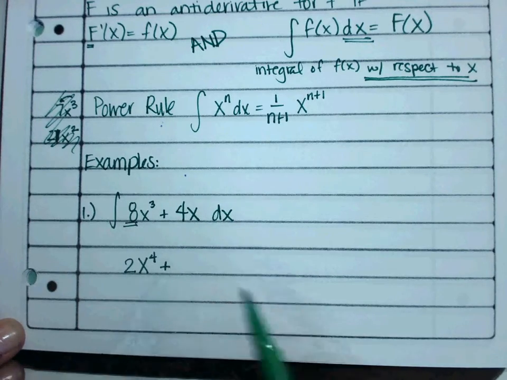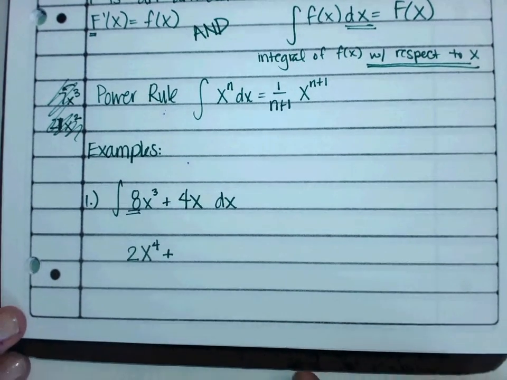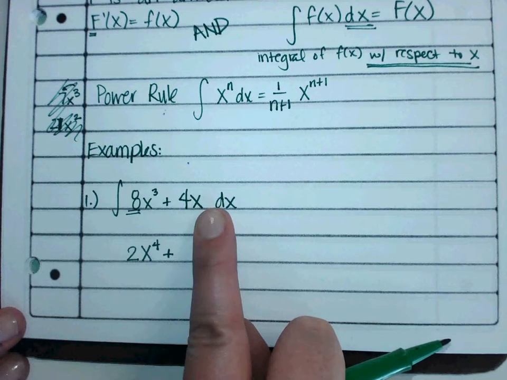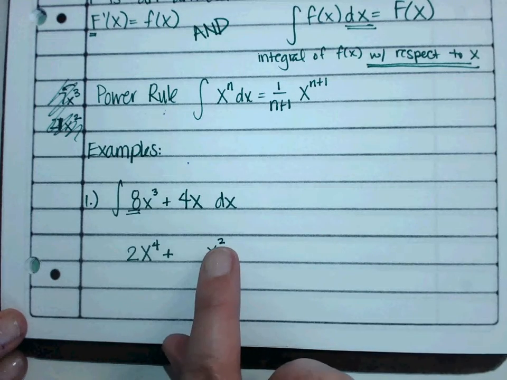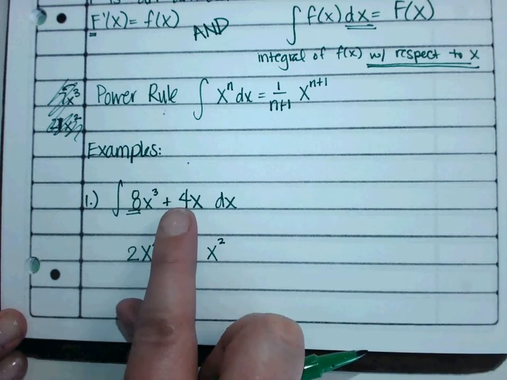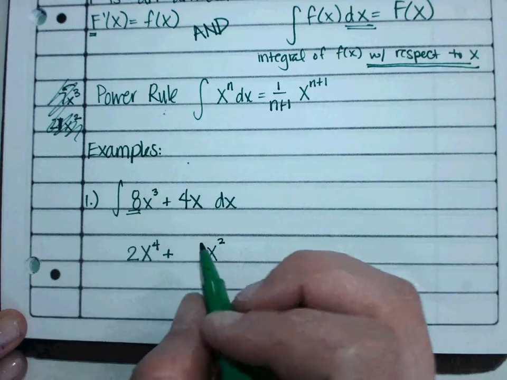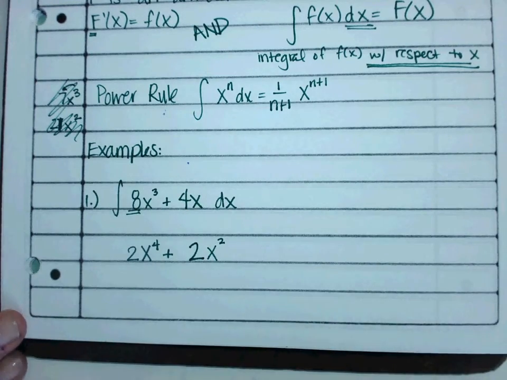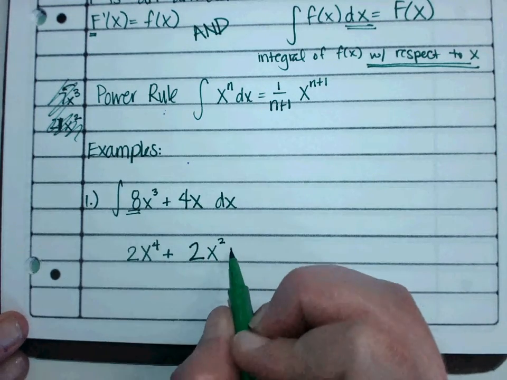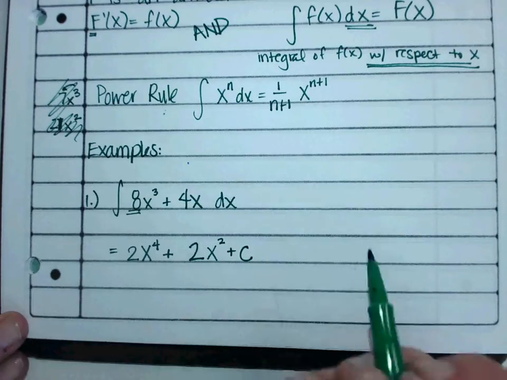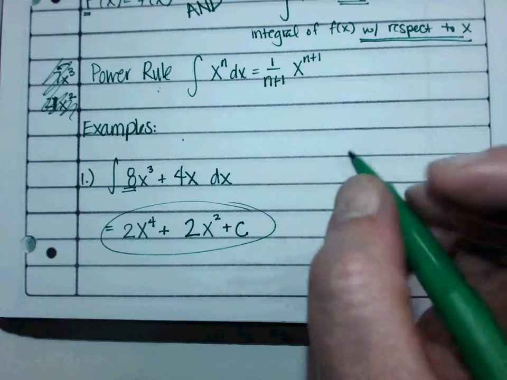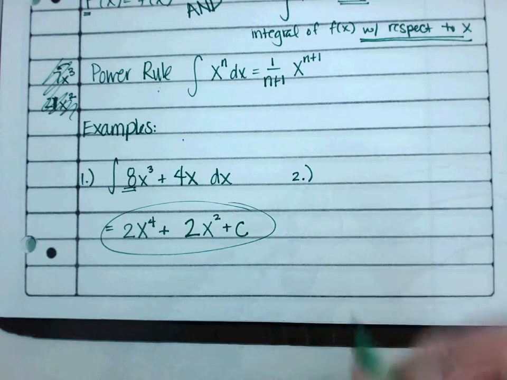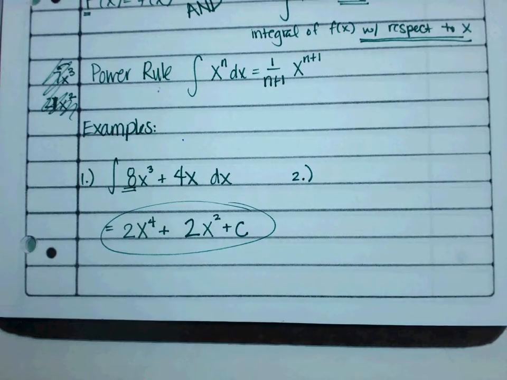2. Plus, next term. This is a regular x. If I increase the power, now it's an x squared. And then I take that new exponent, the 2, and I divide 4 by 2. So I get a 2. Okay, next I want you to put at the end a plus c. We'll talk about it in a second. For right now, I just want you to put it. Okay, we're going to do one more just like that. So just ignore the c for now.